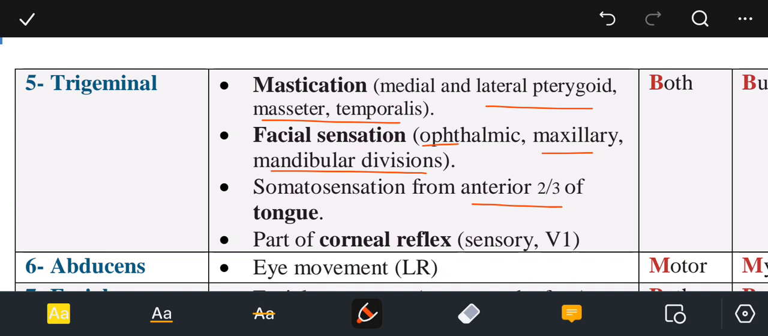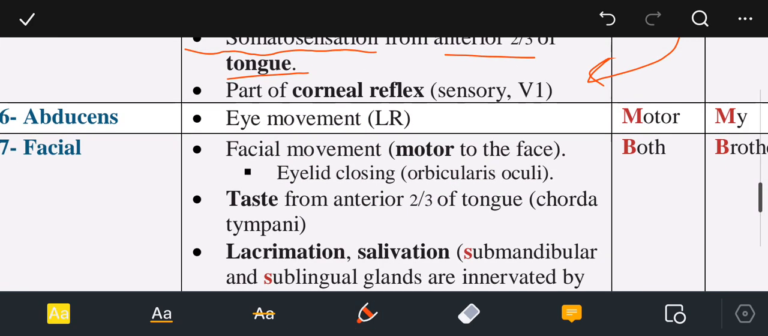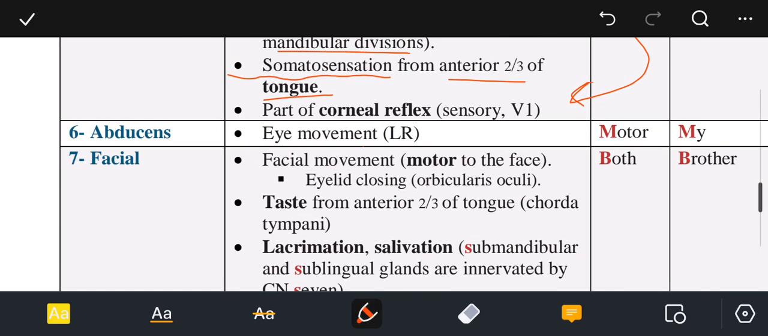Somatosensation from the anterior 2/3 of the tongue. Somatosensation means the sensation of touch, pain and temperature. Special sensation from the anterior 2/3 of the tongue, that is the sensation of taste, is carried by the chorda tympani branch of the facial nerve. As part of the corneal reflex, V1, the ophthalmic branch of the trigeminal nerve, is the afferent limb of the corneal reflex. Then we have the abducens nerve. The abducens nerve is responsible for eye movement of the lateral rectus. It is a motor nerve.